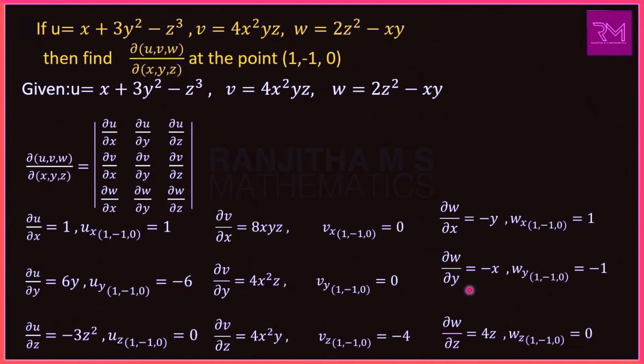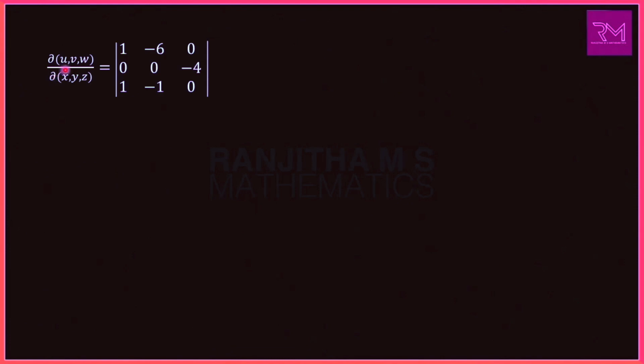After finding all these values, we have to substitute in the formula. We get del of u comma v comma w with respect to x comma y comma z is determinant of 1 minus 6 0, 0 0 minus 4, 1 minus 1 0. Substituting all these values here, we get this.